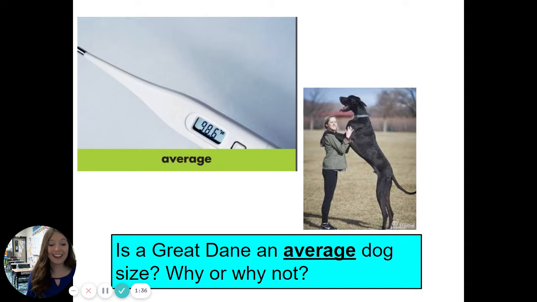Here's your question. Is a Great Dane, see in this picture right here, an average dog size? Why or why not? So is that an average size for a dog? Are most dogs that size? Why or why not? Is it average? Use average in your answer. Pause the video.